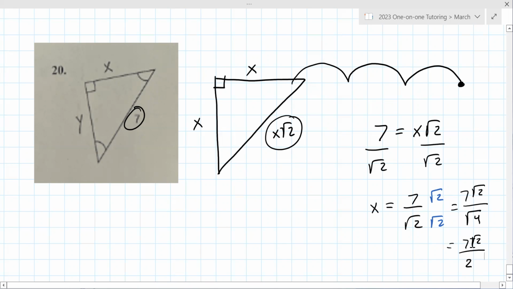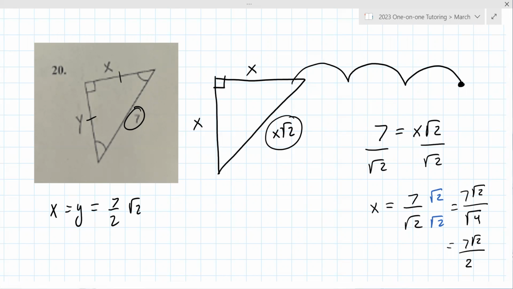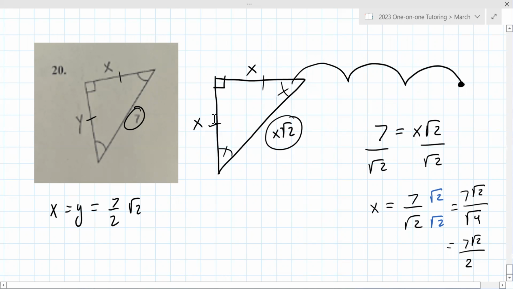Oh, okay. So you just leave it. Sometimes it doesn't work. You can't do anything. So X is the same as Y because it's a 45, 45, 90, equals 7 over 2 square root of 2. Okay, so X and Y are both 7 over 2 radical 2. Yes, because in a 45, 45, 90, the angles are the same. It's an isosceles triangle, which means the sides are the same. Oh, okay, awesome.